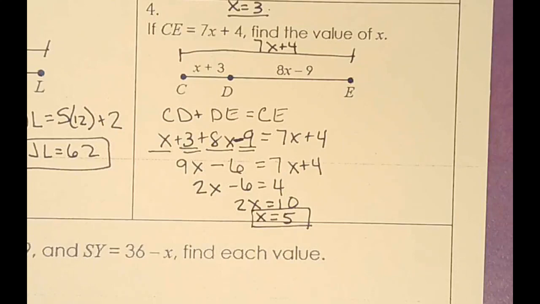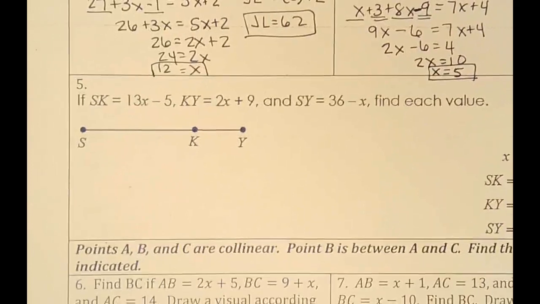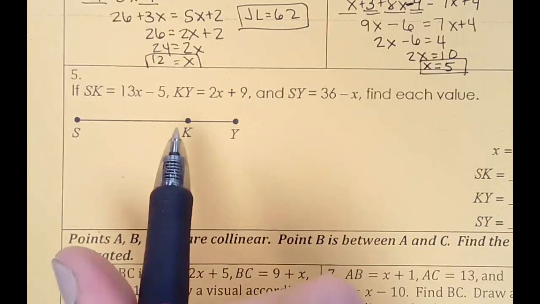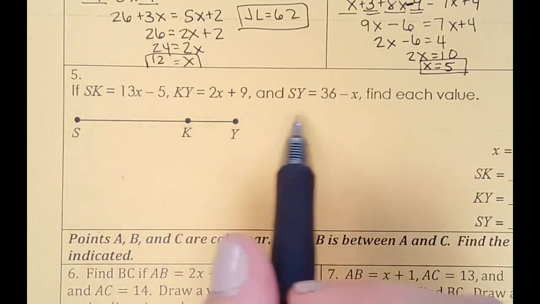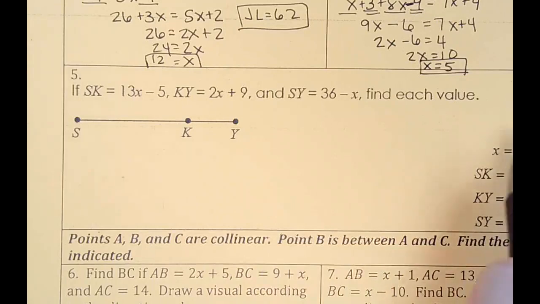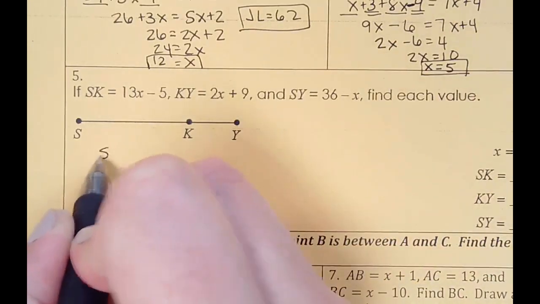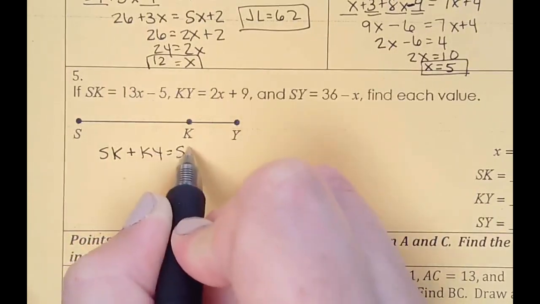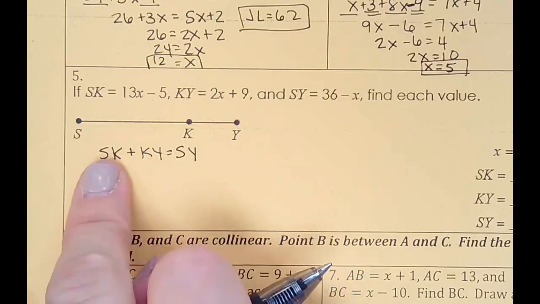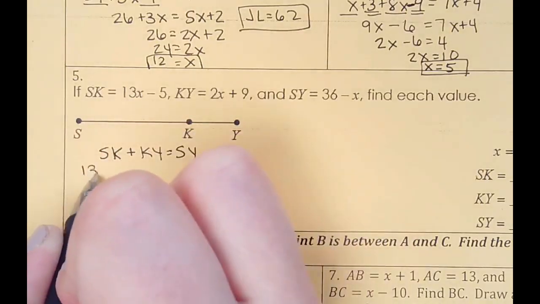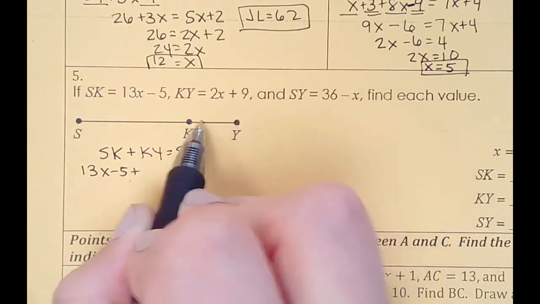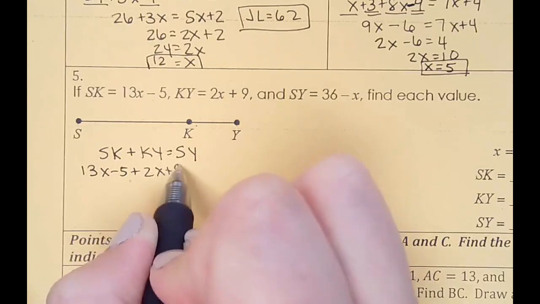Number 5. It says if SK is 13x minus 5, KY is 2x plus 9, and SY is 36 minus x. Find each value. So we have SK plus KY equals SY. SK, the first segment, is 13x minus 5 plus KY, the second small part, is 2x plus 9 equals the entire segment represented by 36 minus x.